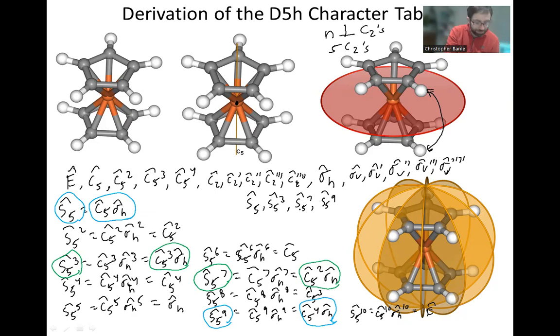symmetry operations here. Now we get to group them into classes. So I'm going to do that in red here above here. And I'm going to drop the hat notation. So identity operation is always in a class by itself. There's nothing else like it.